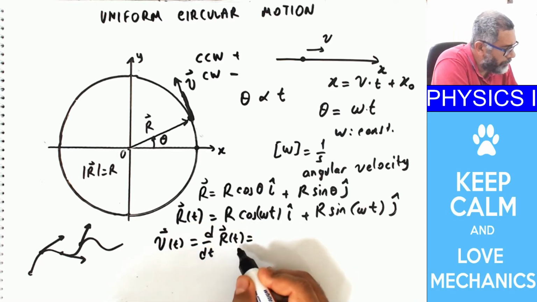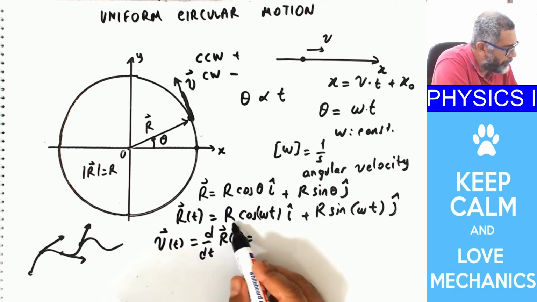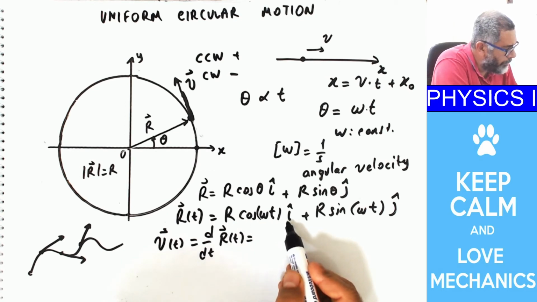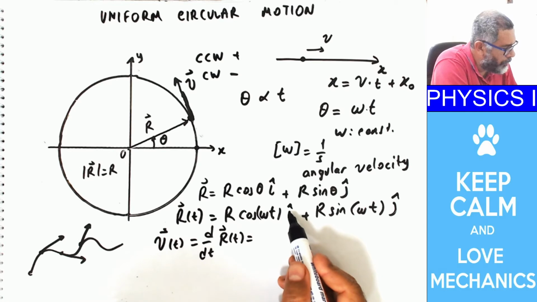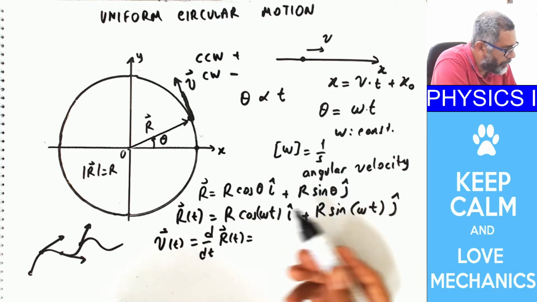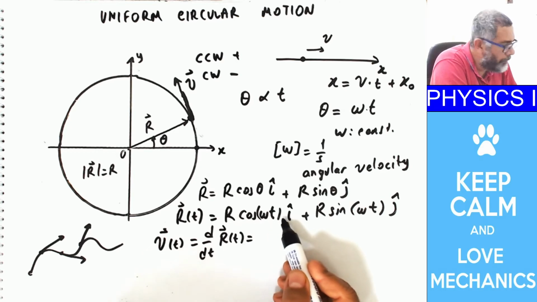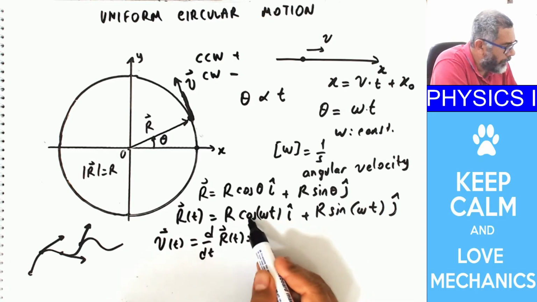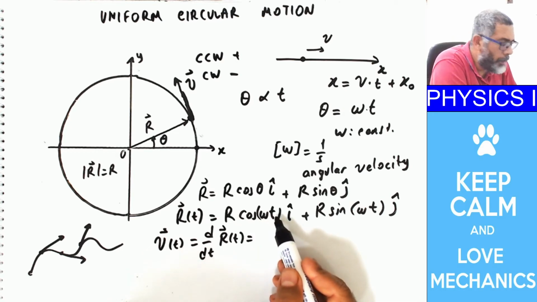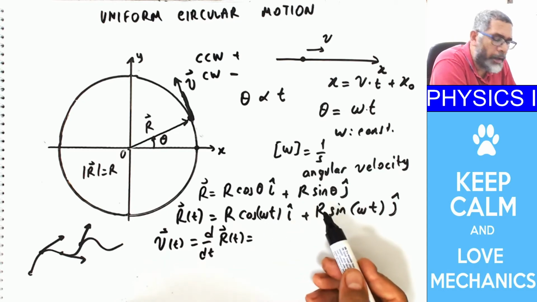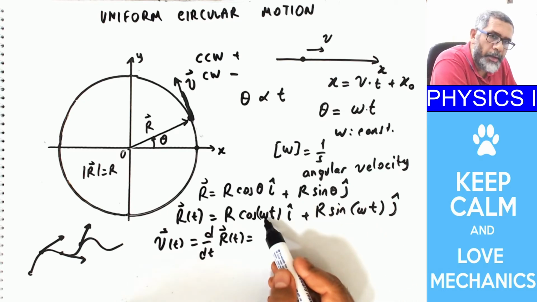So let's take this derivative. If you take the derivative of this first component, we always take the unit vectors to be constants, and r is constant. The only thing that depends on time is that cosine omega t. And if you take the time derivative of cosine, it is nothing but minus sine. But you have to also take the derivative of the argument over here.